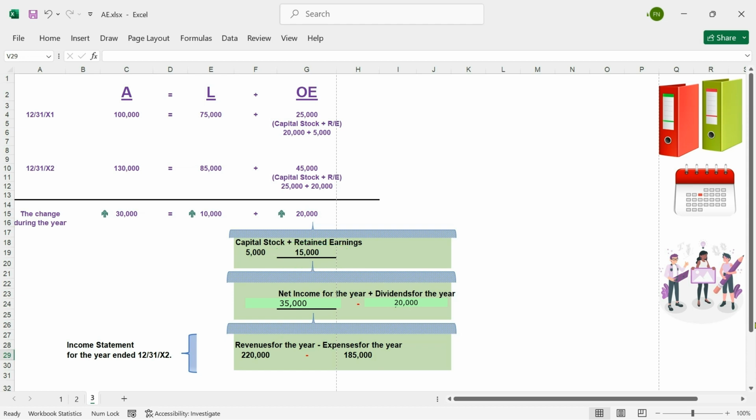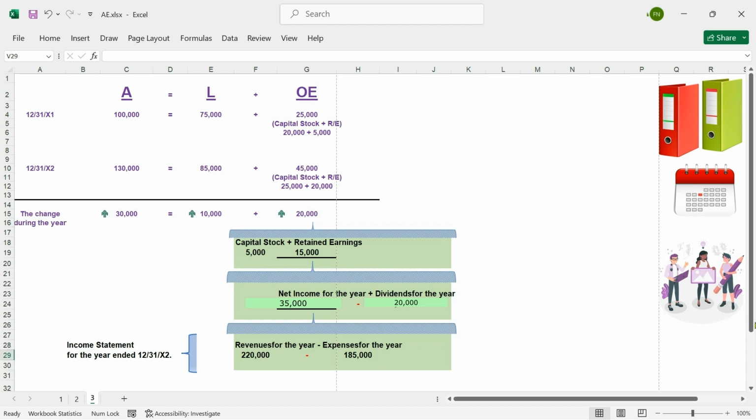I could have changed this around. If I had simply told you that net income for the year, again given the algebraic nature of this little section of the diagram, was $35,000 and dividends were $20,000 for the year, you would have automatically known that there must have been a change in retained earnings as a result thereof of $15,000.